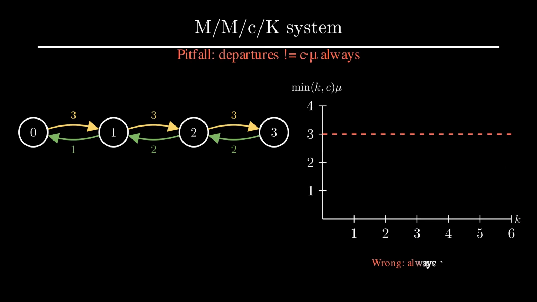Many think the departure intensity is always C times mu. That is wrong. Idle servers produce no departures, but the correct curve grows linearly until all C servers are busy, and then levels off. This is the whole difference from M/M/C with infinite capacity.